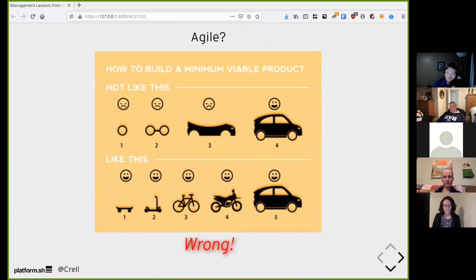When was the last time you managed to successfully enhance a skateboard into a car? It doesn't work like that. Cars cannot be built out of skateboards. With this approach, you are throwing it away not once, but at least twice, if not 3 times, maybe 4. This is not how software actually works.